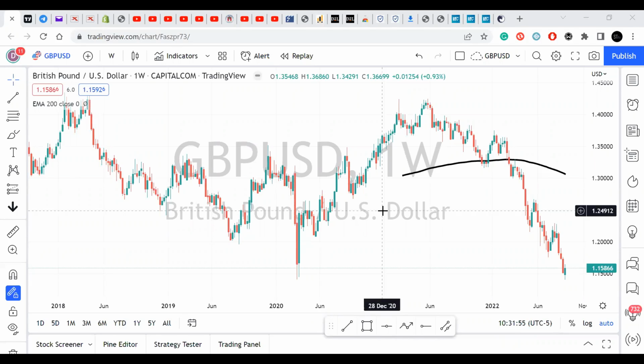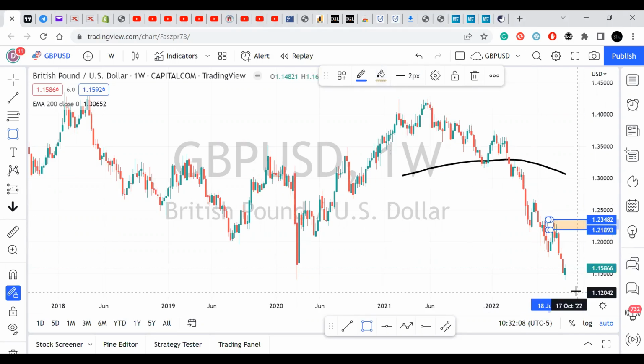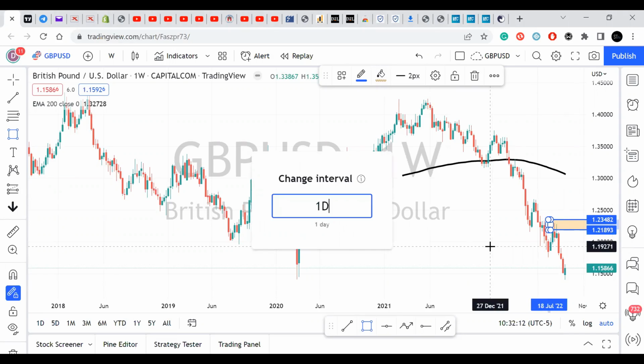So on the weekly chart here, for GU, this is our current weekly high. We don't have a weekly low yet. We don't have any weekly low. Then let me drop to daily, which is the next lower time frame.